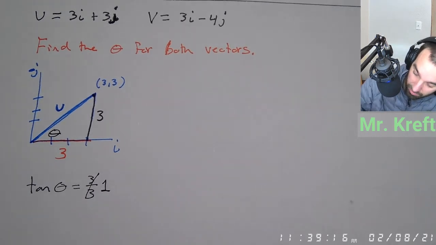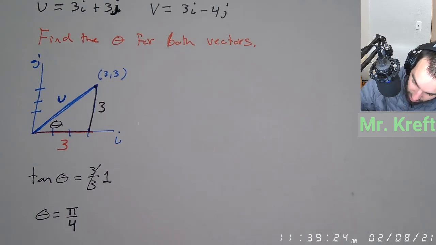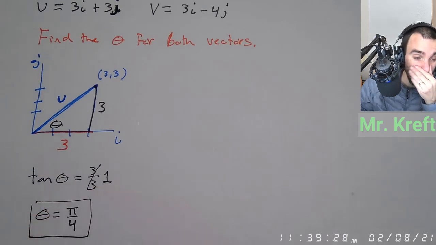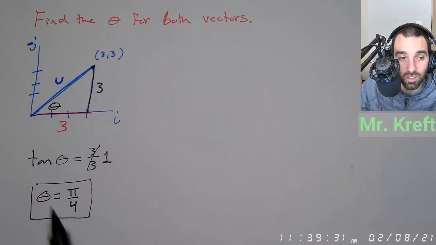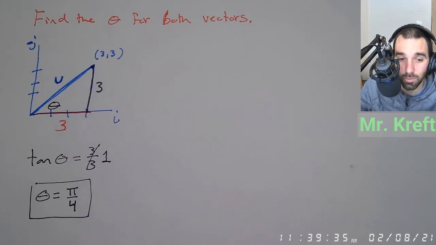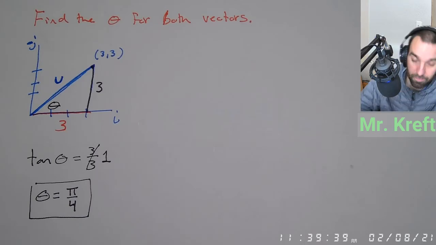And then we have to figure out, when does tangent equal 1? Well, that's when theta equals pi over 4. I'm just going to do one answer for now, because it's in the first quadrant. It's in the first quadrant, so it has to be pi over 4. Okay.